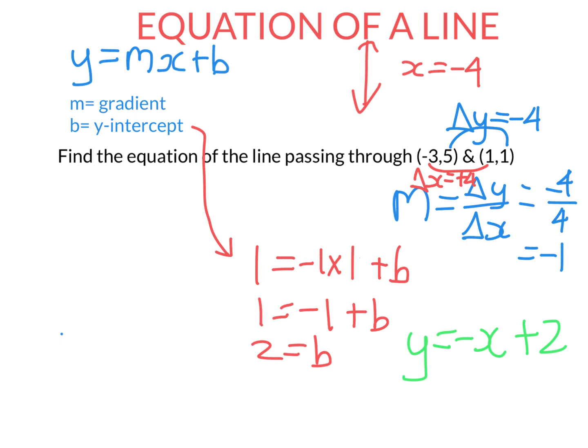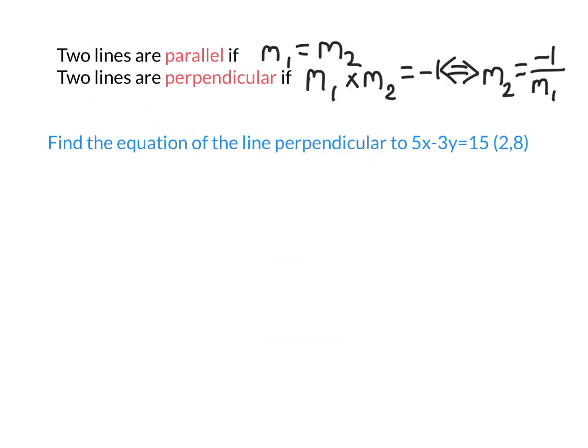All right, let's now look at parallel and perpendicular lines. So it turns out two lines are parallel if m1 equals m2. This is saying two lines are parallel if and only if they have the same gradient. On the other hand, two lines are perpendicular if and only if their gradients multiply to -1. An equivalent way of saying that is gradient of second line is -1 divided by gradient of the first line. That's very useful in finding the gradient of a perpendicular line.